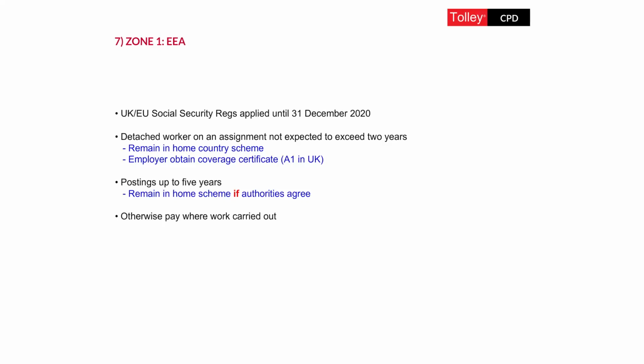Otherwise, you were paid where the work was carried out. So there's a general 2-year rule when UK employees were posted to, let's say, France or Germany for a year or 18 months or 2 years, say. Then they paid national insurance in the UK, effectively. The employer obtained the A1 certificate, and that was pretty much it. They came back to the UK after that 18-month posting, say.